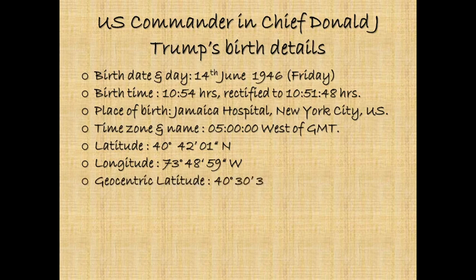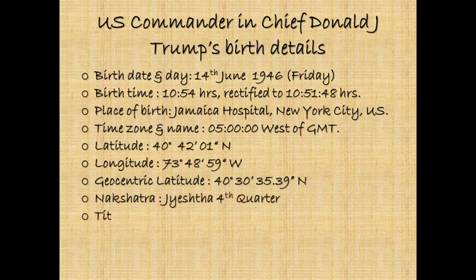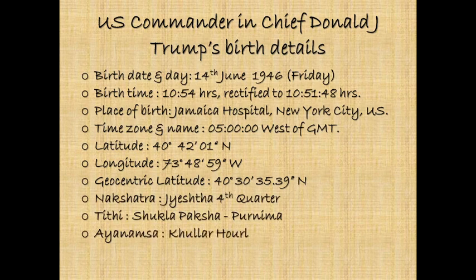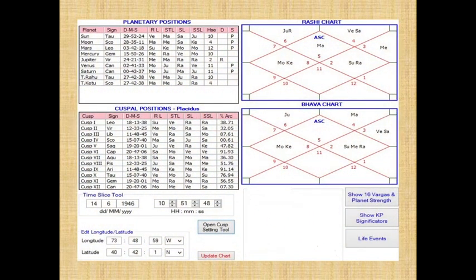Geocentric latitude 40 degrees 30-35.39- north. Nakshatra Jyeshta, fourth quarter. Tithi Shukla Paksha Purnima. Ayanamsha Khullar hourly 23 degrees 5-53.61-. On the screen we have the planetary position table, cusp position table, Rashi chart and Bhav chart. I rectified the time to 10:51:48 and we will have to study if this is correct or not.